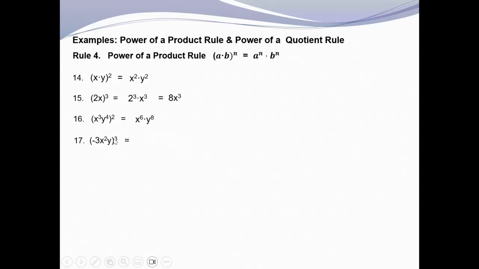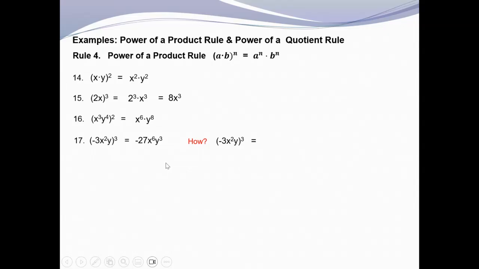Now look at this one here. Remember, it's odd, everything raised to the odd power, and it's negative, so it's going to be a negative answer. This will give us negative 27, x to the 6th, y to the 3rd. Why? Because negative 3 to the 3rd power will give us negative 27. X squared to the 3rd power will give us x to the 6th. And y to the 1st power raised to the 3rd power will give us y to the 3rd power.